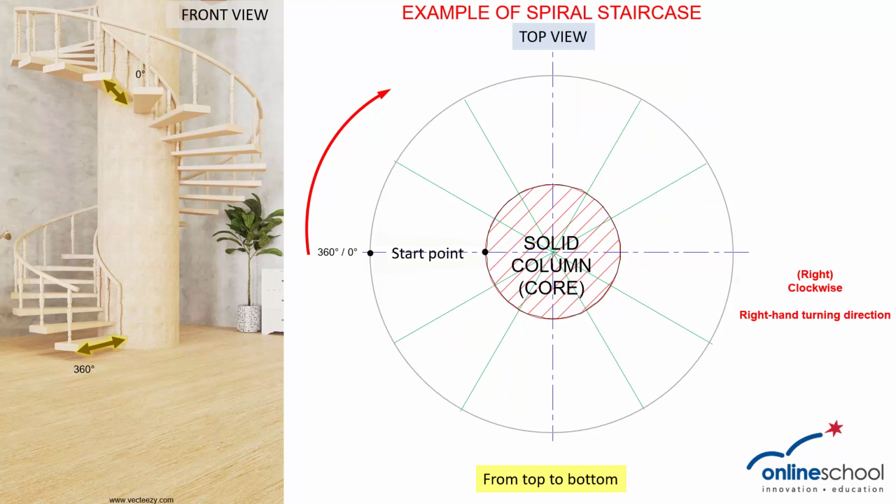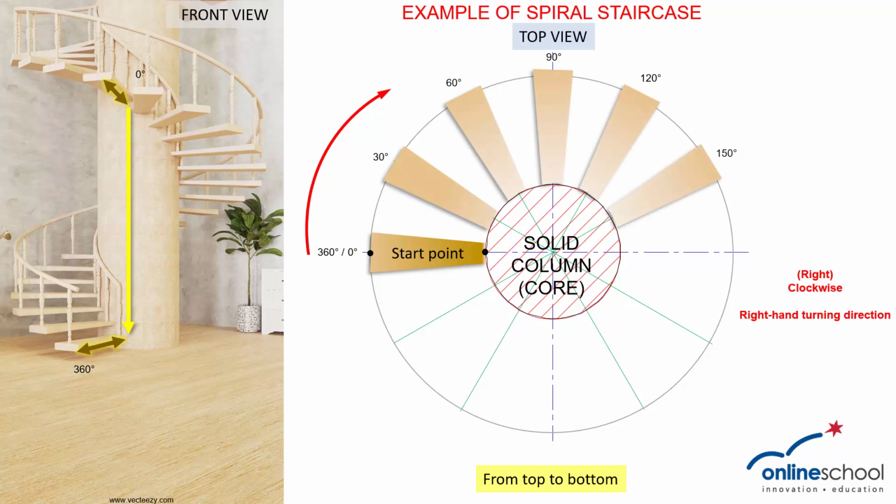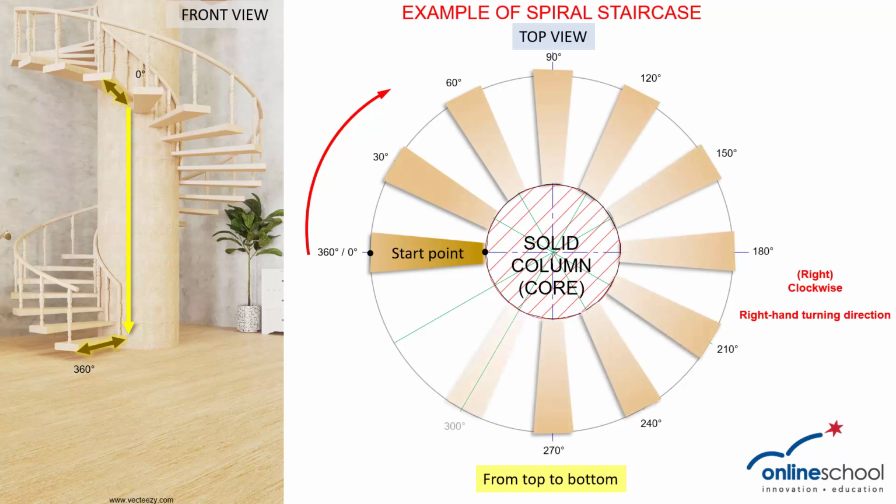Let's look at the presentation. What happens if we are going from the top down? We are going to move in a clockwise direction, and our labels are also in a clockwise direction. This is from the top to the bottom with a right-handed turn.